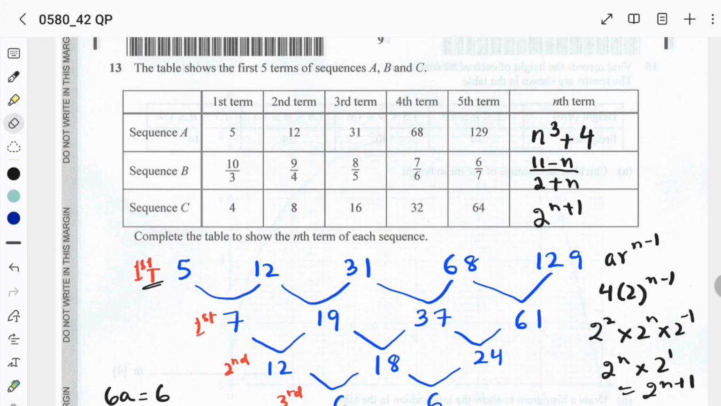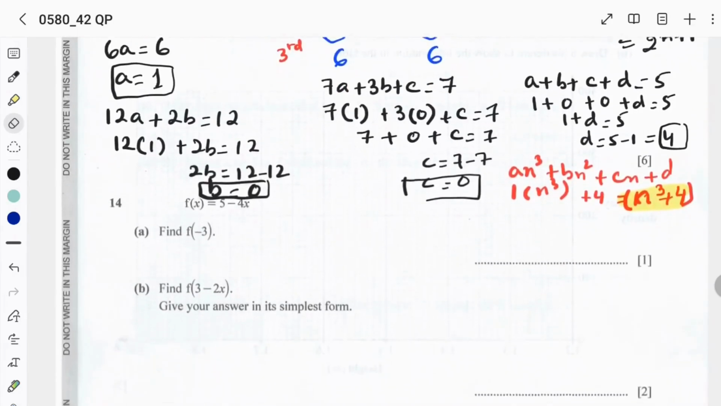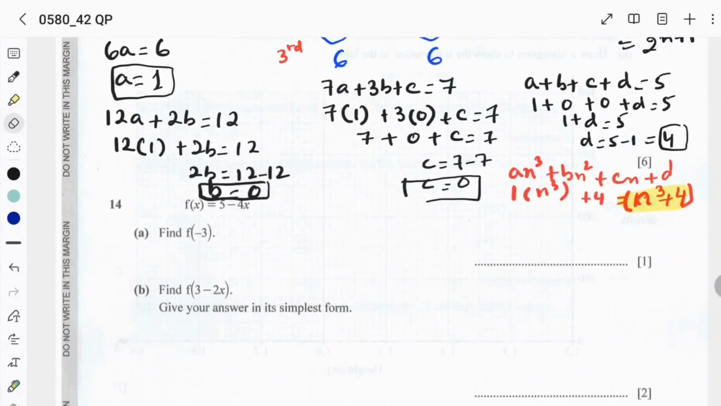So we did sequence A. The nth term is a cubic sequence, n cubed plus 4. Sequence B is a linear sequence for both the numerator and the denominator. And sequence C is a geometric sequence. All right. So the next question is the function question.